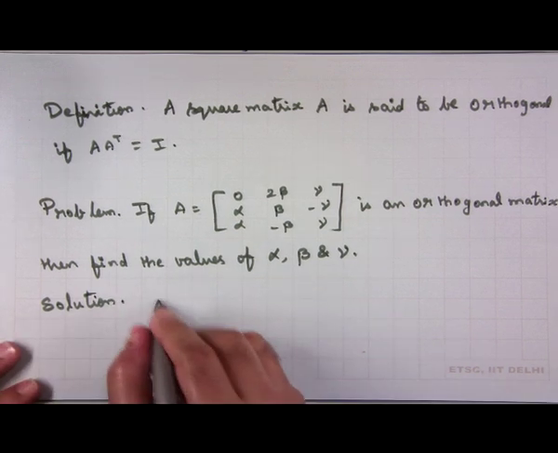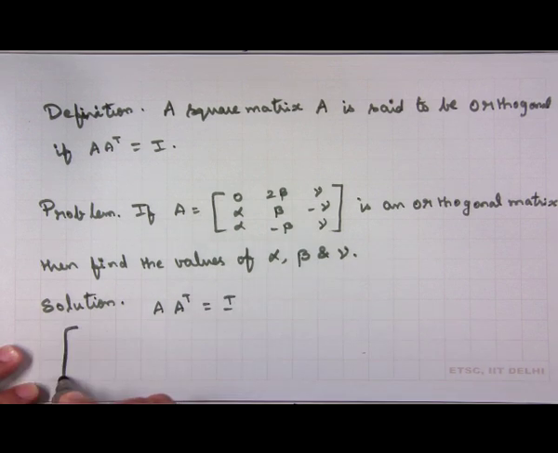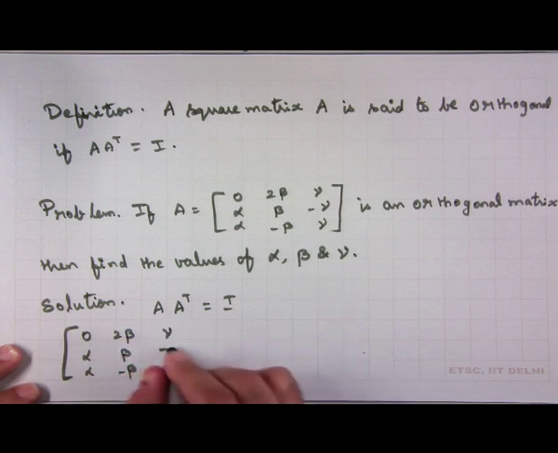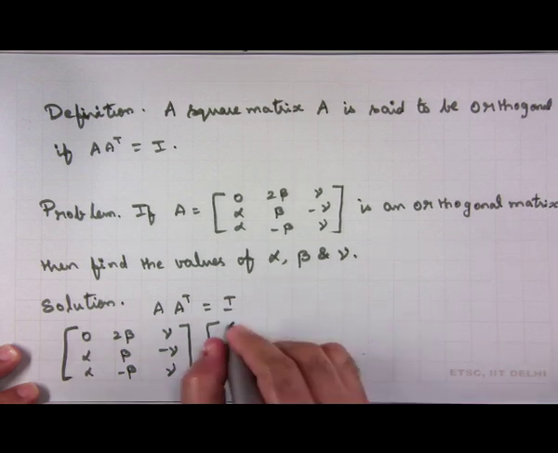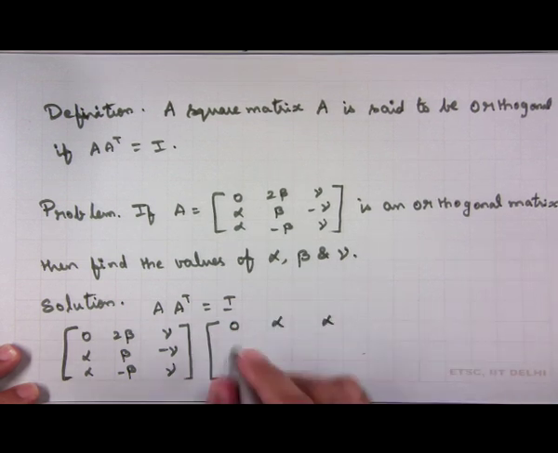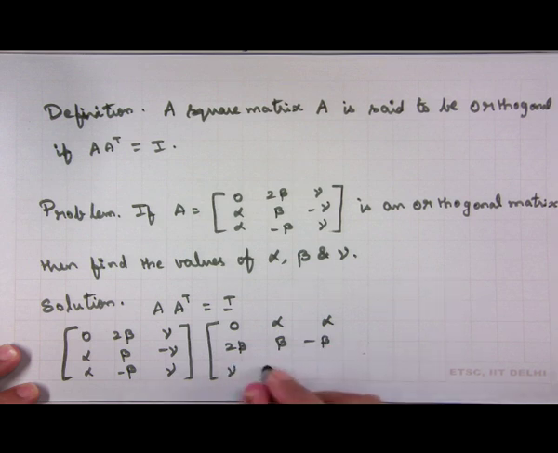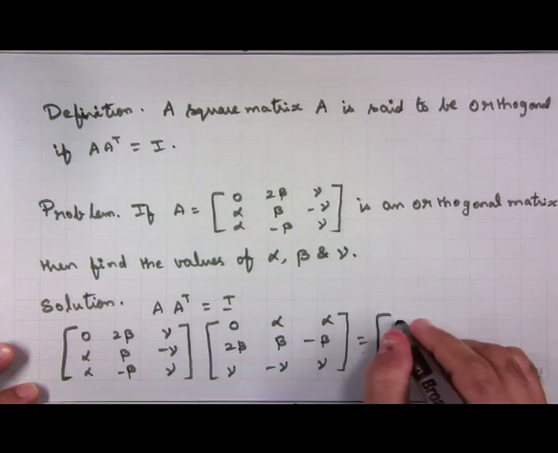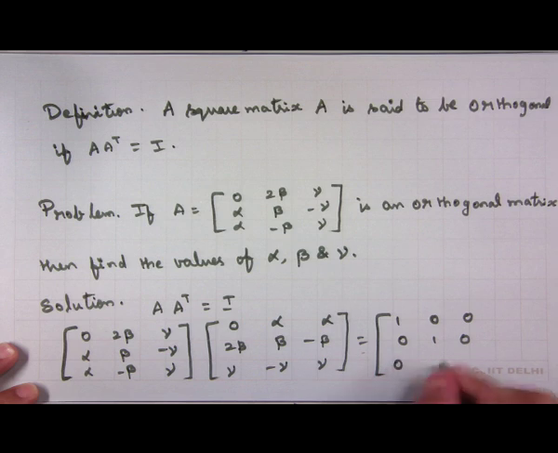What we have is A times A transpose equal to identity. Let us write down 0 alpha alpha, 2 beta beta minus beta, gamma minus gamma gamma, when multiplied with 0 alpha alpha. Now, I am writing it row wise, 2 beta beta minus beta, gamma minus gamma gamma. When you multiply these two, what you should end up with is the 3 by 3 identity matrix, 1 0 0, 0 1 0 and 0 0 1.